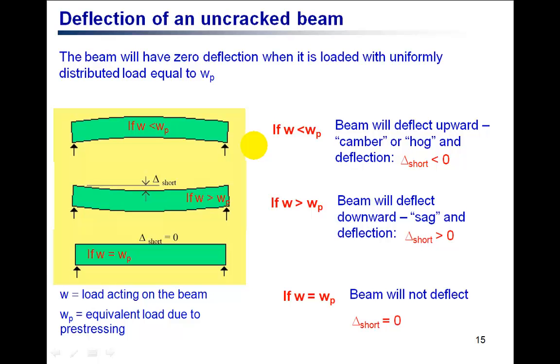So now to summarize it, when your external load W is smaller than your balanced load WP, there will be upward camber, because the pre-stressing force is more than the external load. And if the external load W is greater than the load from the pre-stressing WP, your beam will have a deflection, and there will be tensile stresses at the bottom. And when the external load is exactly equal to the pre-stressing load WP, it is called the balanced mode, and at this one there will be zero deflection, as shown in the figure, and there will be zero cracks as well.